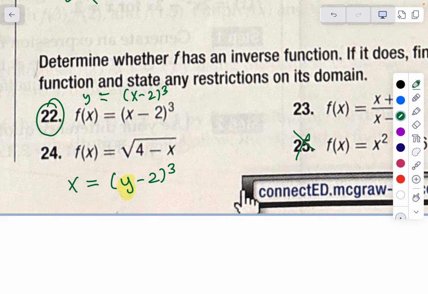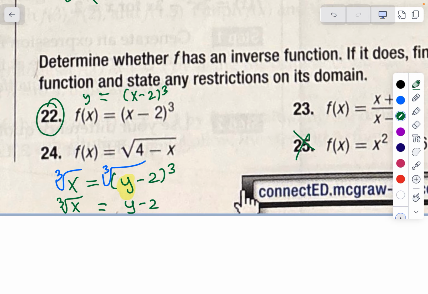So what gets rid of a cube? What is the opposite of a cube? Well, what gets rid of a square? Yes, a square root. If you're not sure what gets rid of a cube, go back and think. We usually pop real quickly that to get rid of a square, we square root. Well, to get rid of a cube, yes, we cube root. So we're going to cube root both sides. So we get the cube root of x equals y minus 2. Because the cube and the cube root cancel, it leaves us just what's inside.